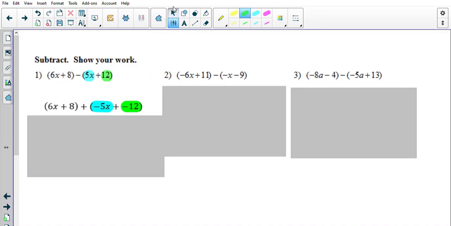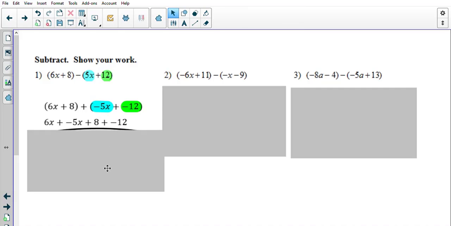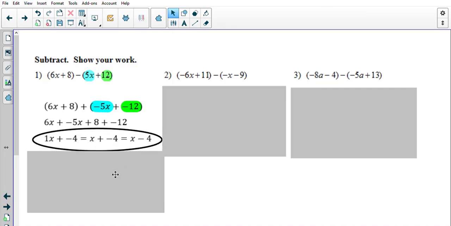Now, put your like terms side by side. That will be your 6x and your negative 5x, and then your two constants, 8 and negative 12. Let's combine those. 6x plus negative 5x is 1x. 8 plus negative 12 is negative 4.